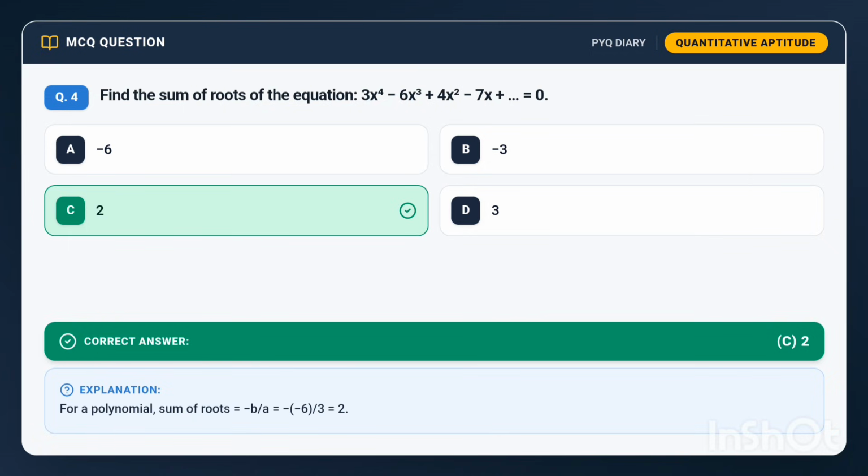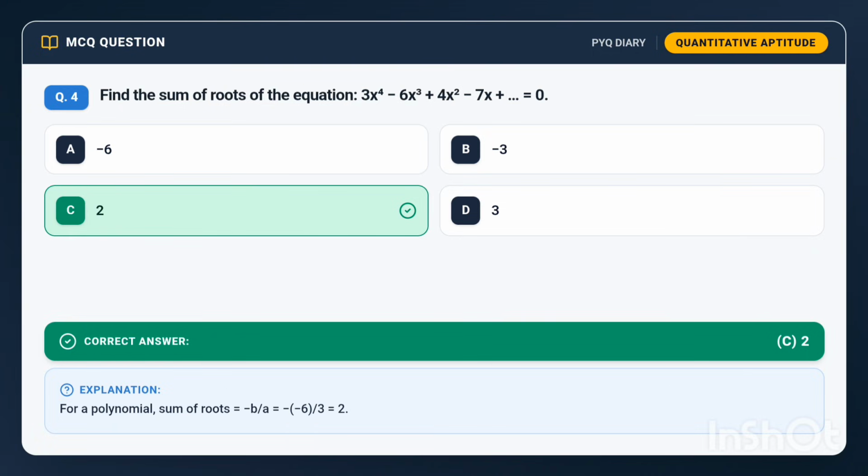For a polynomial equation, the sum of roots is given by the formula minus b divided by a. Here, a is 3 and b is minus 6. Therefore, the sum of roots equals minus of minus 6 divided by 3, which is 6 divided by 3 equal to 2.